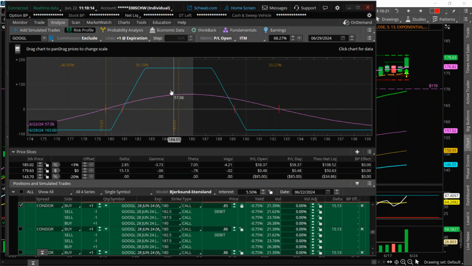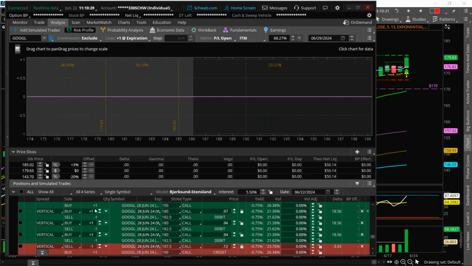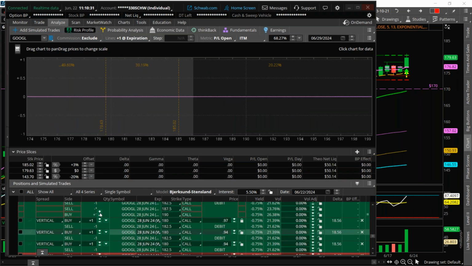All right, so anyway, we can look at our profile there, and if we wanted to, we can adjust this to a butterfly. We can cover the short credit spread, drop it down, make it a butterfly. A lot of different things we can do there. So basically you just have to look at your verticals. So here's just another example of what this is.